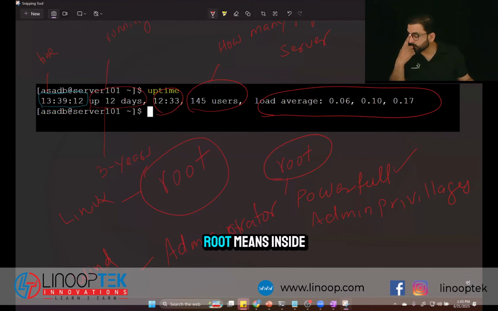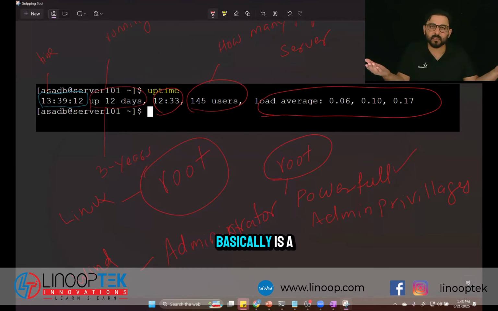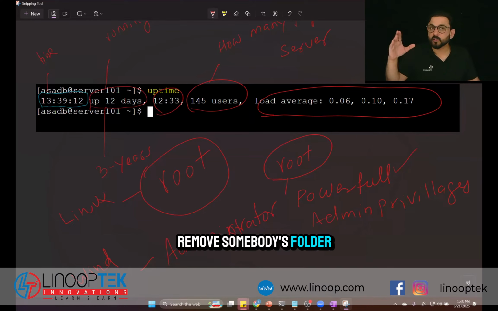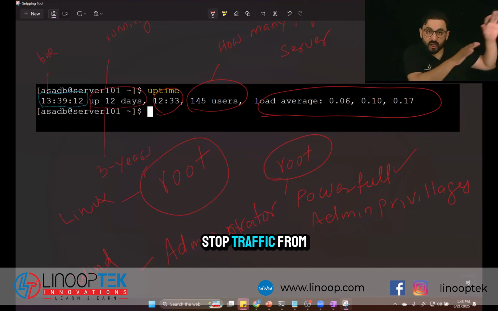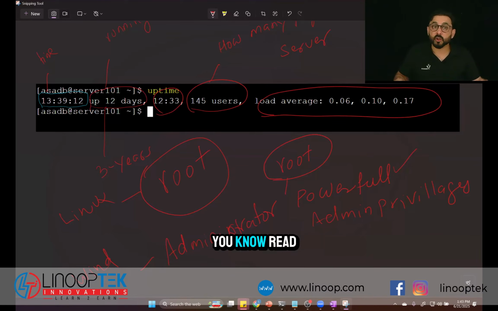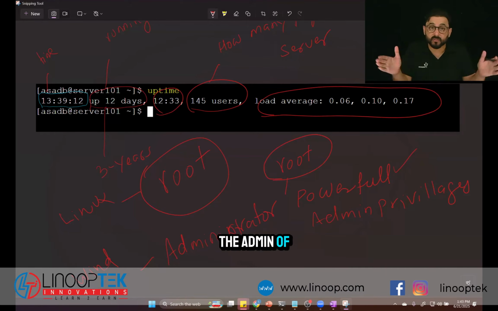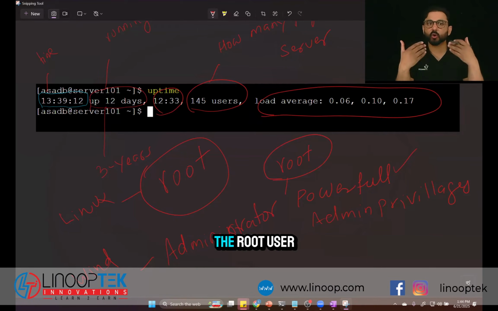Somebody is asking if root means the core. Now, root basically is a powerful user. It has all the privileges. It is also called super user. It has elevated privileges, such as shut down the machine, lock a user out, remove somebody's file, remove somebody's folder, stop certain services, stop traffic from certain machines, read system logs. So anything that the admin of this server needs to do is done by the root user.